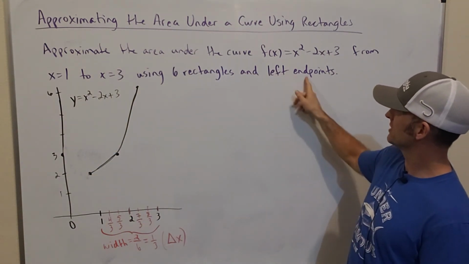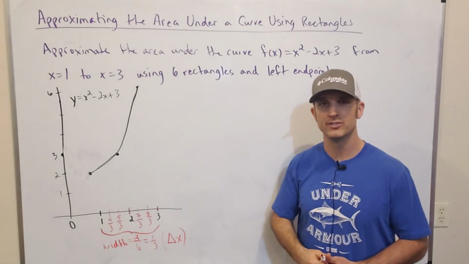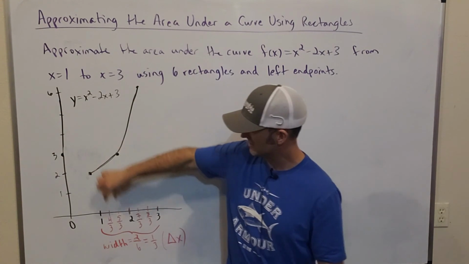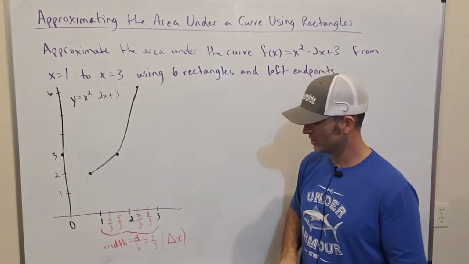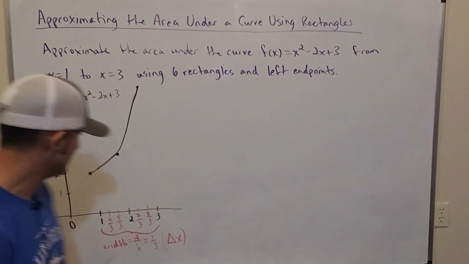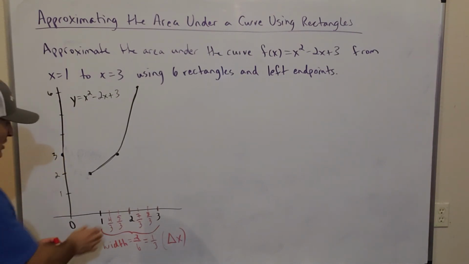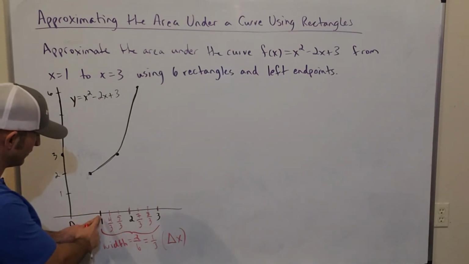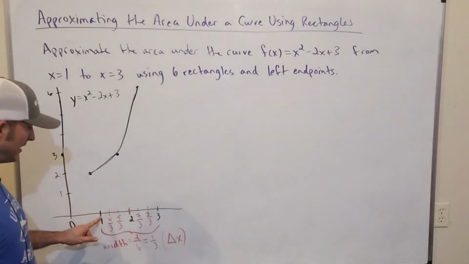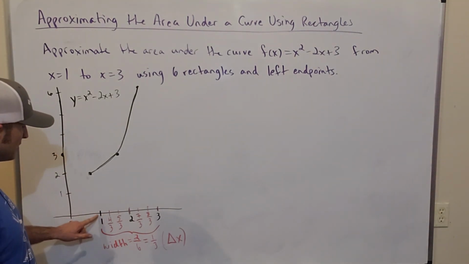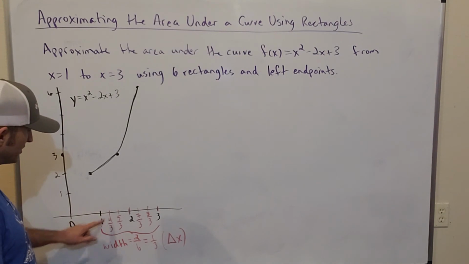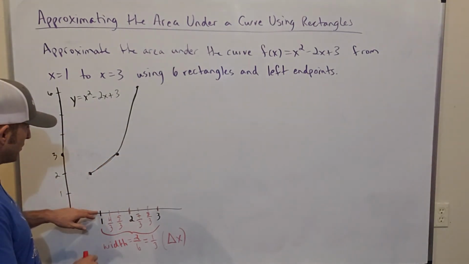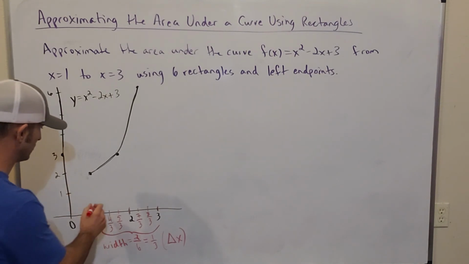Now to finish my rectangles, I have to use what are called left endpoints. So what that means is now I need to measure the height of each of my rectangles. Okay, so the way to think about this is with left endpoints, each of these intervals has a left side. So the left side of the first interval from 1 to 4 thirds, the left side is at 1. So when I draw my rectangle in this first interval, the top of my rectangle is going to hit the curve at x equals 1.